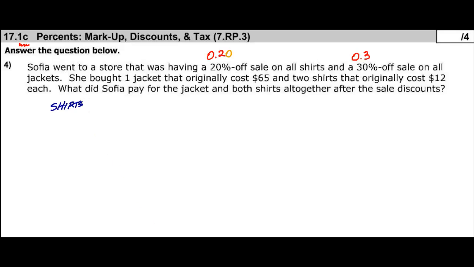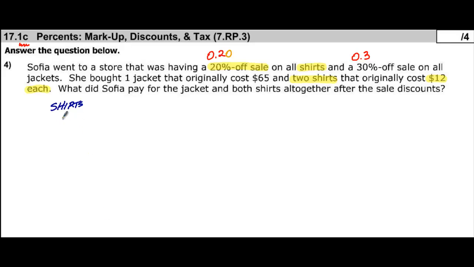And I'm going to go through and underline or highlight. I'm going to use a highlighter. You could underline if you needed to. I'm going to highlight everything that applies to the shirts. It's a 20% off sale on shirts. She bought two shirts that originally cost $12 each. That helps me organize my information.